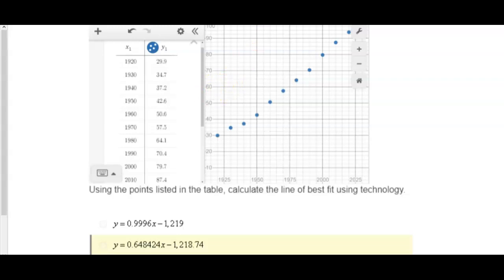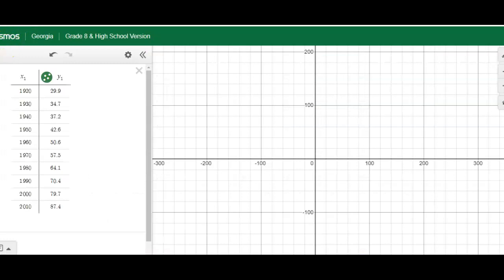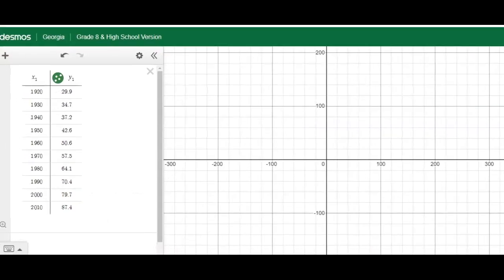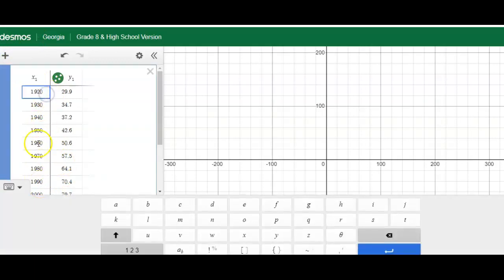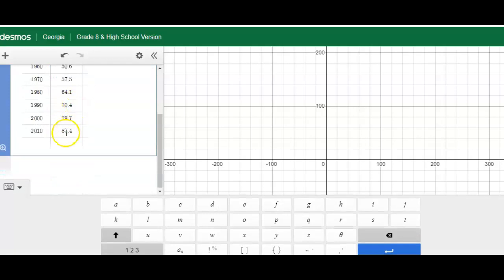And it says, using the points listed in the table, calculate the line of best fit using technology. Okay. So the first thing we need to do if we're using our calculator is to get our table of values in there. So remember we hit the plus sign and we go to table.